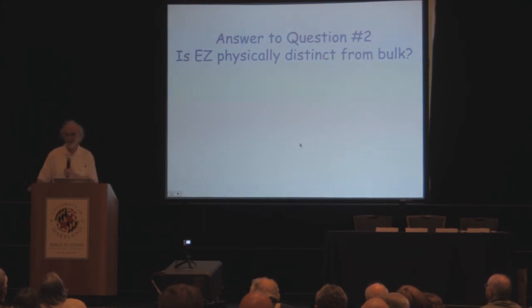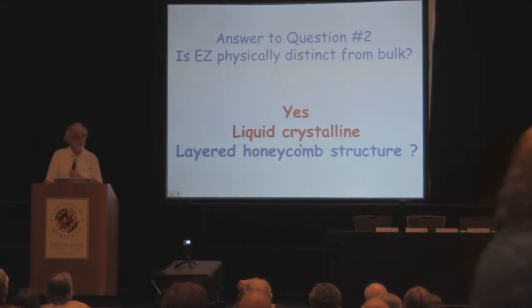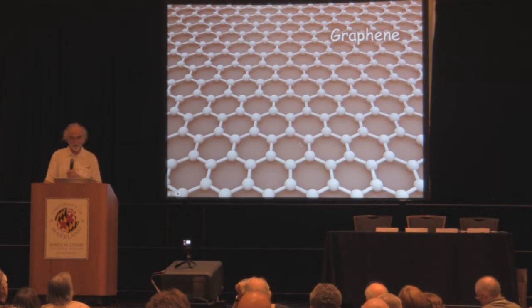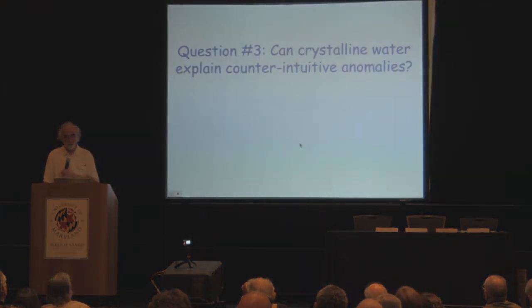Okay. So it's physically distinct from the bulk. Yes, it's physically distinct. It's a liquid crystal and probably a layered honeycomb structure. It's interesting when you think about layered honeycomb structure, that the structure of graphene, for which a Nobel Prize was given last year, looks just like the structure we're talking about. Okay, now, can crystalline water explain various counterintuitive anomalies that we know about? Now, I'm not going to talk about the standard ones, I'm going to talk about some non-standard ones.